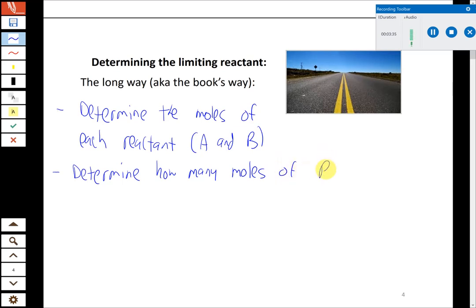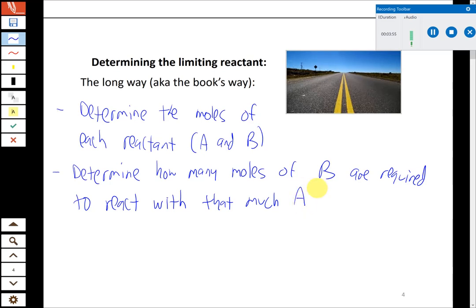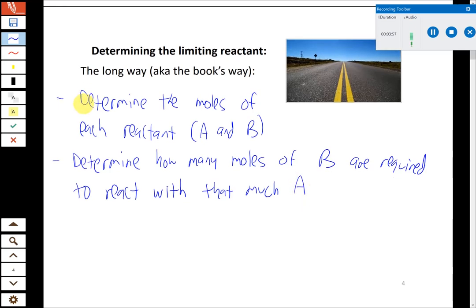Okay, so you figure out the amount of each that you have, and then you're going to do a stoichiometry calculation where we figure out how many moles of B are actually required to react with the amount of A that we have, using the balanced reaction, the balanced stoichiometric coefficients, and all the stuff that we covered last time. And we'll give examples, but I'm not going to usually use this approach. So if you want to learn this approach, you can practice it on your own and read the book, but I'm not going to go through it this way.